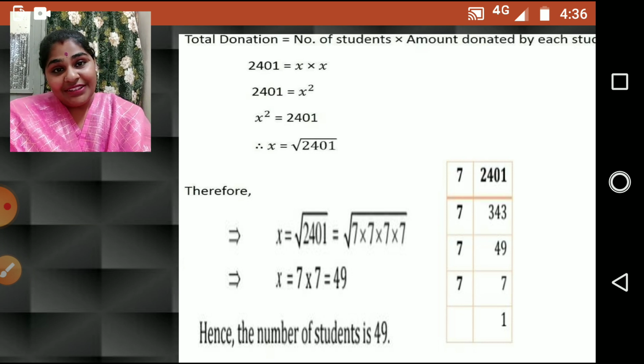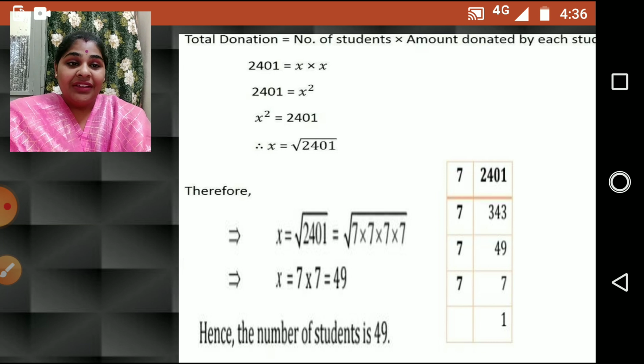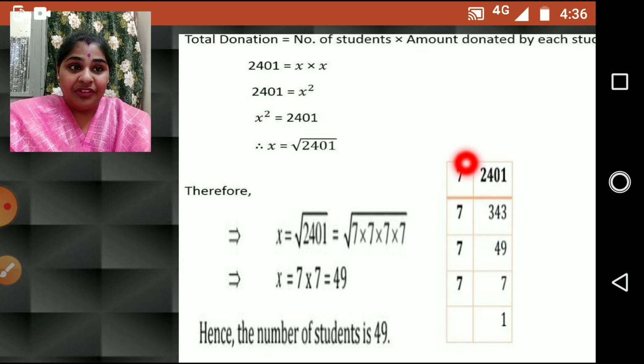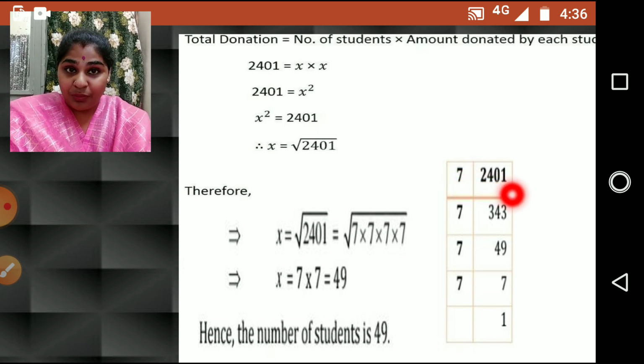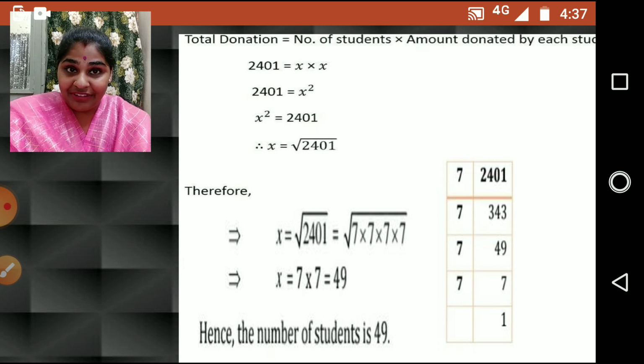So now how to find the square root? You people have already learned, children. By prime factorization method, an easy one, we will do. Now here you can see we have factorized 2,401, and we got the factors, that is 7 into 7 into 7 into 7.